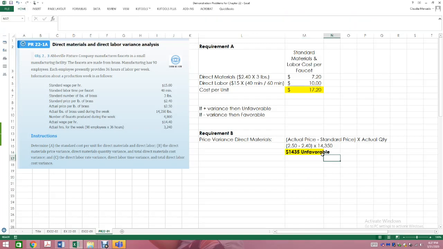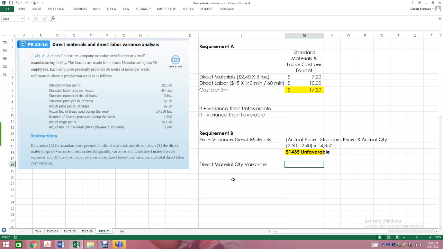Why is it unfavorable? Because I spent more than what I budgeted. We budgeted $2.40. We actually spent $2.50. We spent more, and because we spend more, it's unfavorable. So that's your price variance. Then they're asking us what else on B? Direct materials quantity variance.